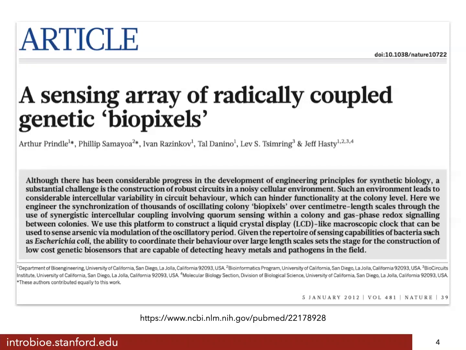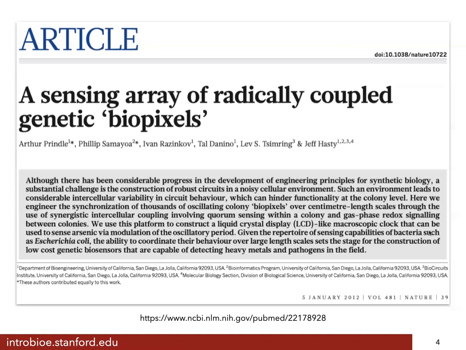Maybe that has something to do with radically coupled. We use this platform to construct liquid crystal display-like macroscopic clock that can be used to sense arsenic, an environmental pollutant like polluted water, via modulation of the period of oscillation. Given all this, we have set the stage, I'm paraphrasing, for the construction of low-cost genetic biosensors that are capable of detecting heavy metals and pathogens in the field. By in the field, they mean in the real world.